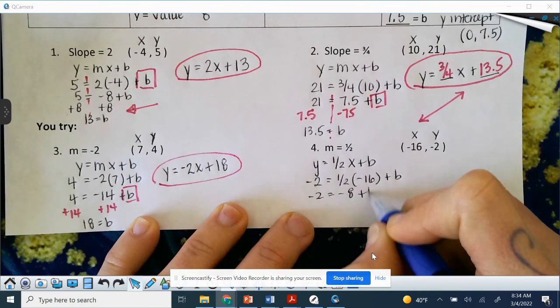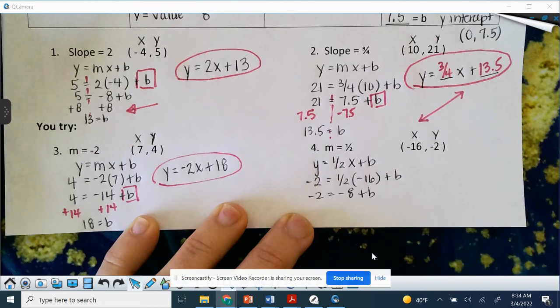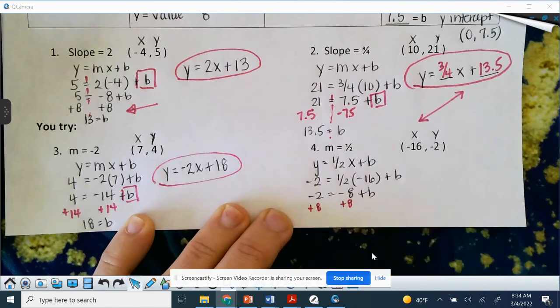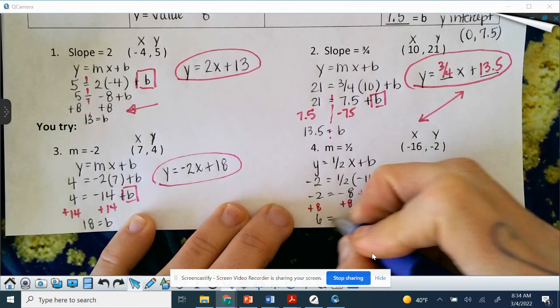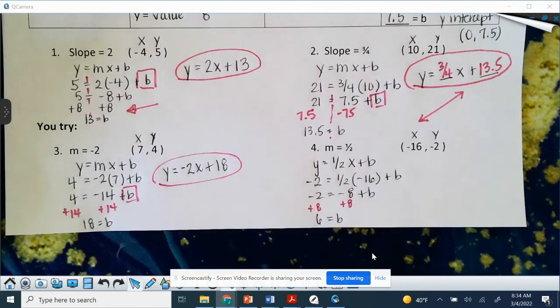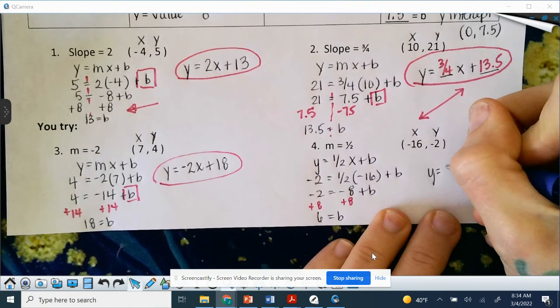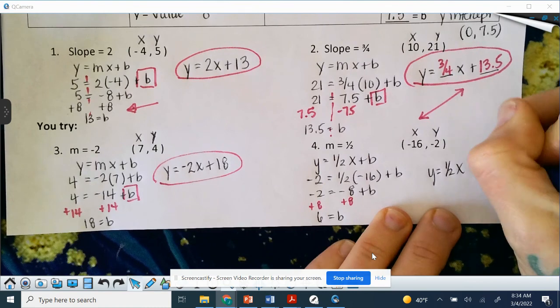And then we're going to move it away from that b value. And it's a negative, so we're going to add 8 because that's the inverse of that negative. And so negative 2 plus 8 is going to give me 6. So our y-intercept is 6. Our slope is 1/2. So we're going to write this equation. Y equals 1/2 x plus 6.